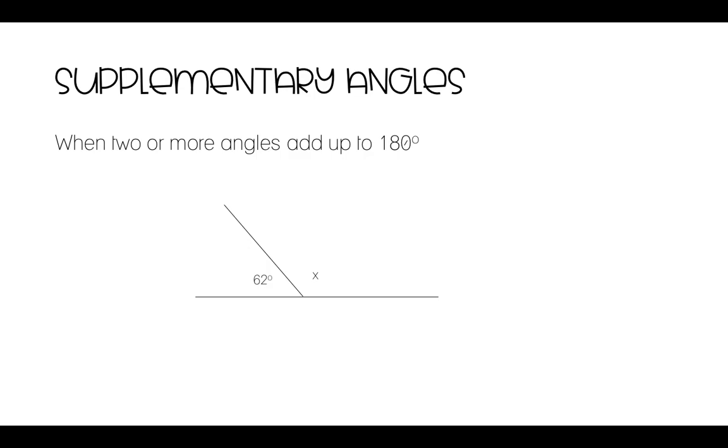Now we have another one called the supplementary angle, and this is when two or more angles add up to 180 degrees. Supplementary, straight line, that's how I kind of remember it. So we go 180 take away 62 gives us 118. So this angle is 118, and we know that looks about right because this is a right angle here. Say if we had a line coming up here, that would be 90 degrees, and we're obviously greater than 90 degrees because we're trying to find this angle here.